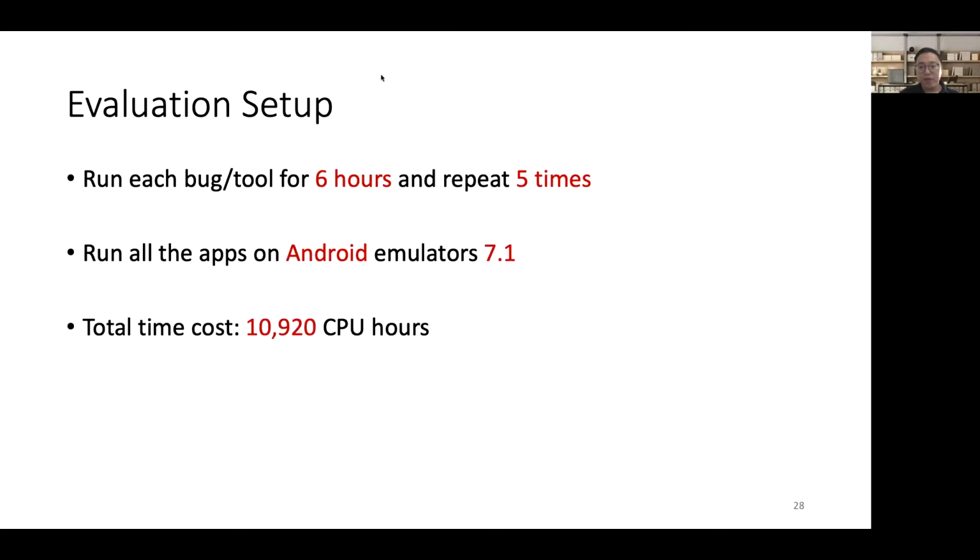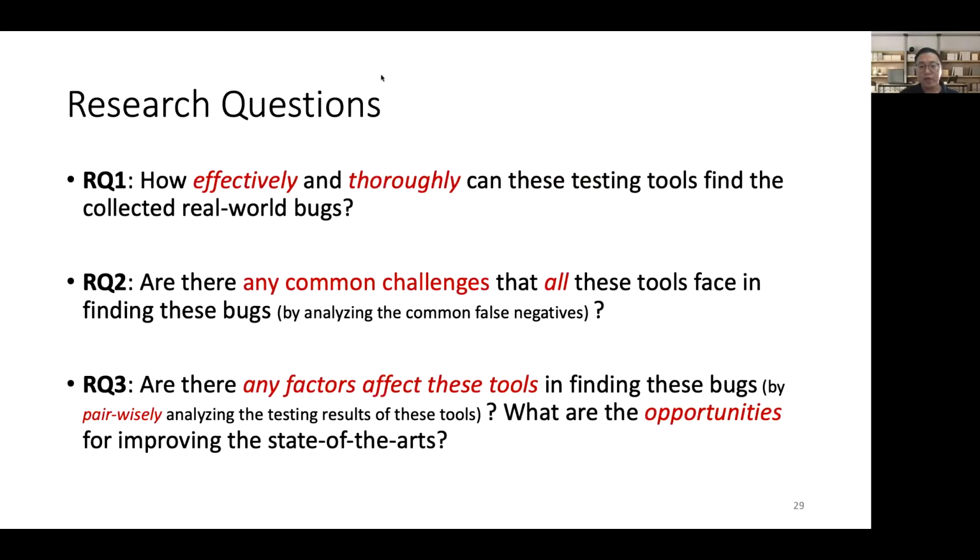To benchmark GUI testing tools, we run each bug per tool for 6 hours and repeat 5 times. The total testing time is over 10,000 CPU hours. And we try to answer 3 research questions. The first research question is, how effectively and thoroughly can these testing tools find the collected real-world bugs? The second question is, are there any common challenges that all these tools face in finding these bugs? The third question is, are there any factors that affect these tools in finding these bugs? And what are the opportunities for improving the state of the art?